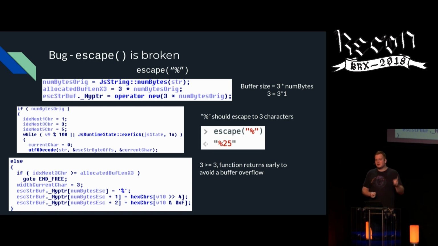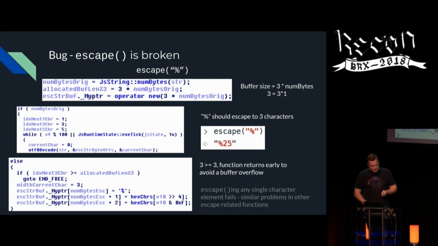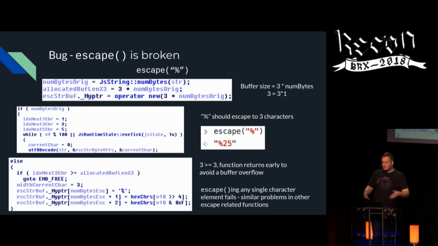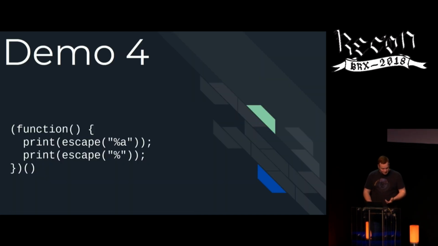But because we gave in a single character and they multiply it by 3, getting the number 3, the index of the next character is 3, which is greater than or equal to the length of the allocated array. So they return early to avoid a buffer overflow. So escaping any single character element fails. This is just kind of a runtime bug. You could use it to detect the engine or whatever, but it was kind of interesting to see that.